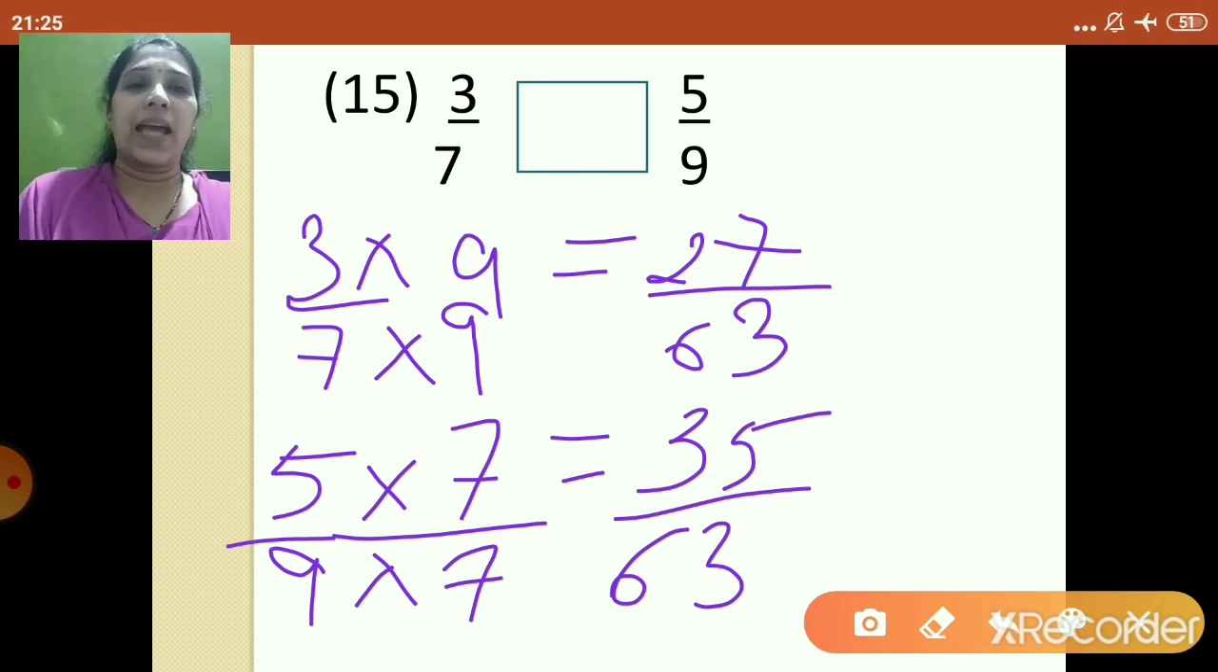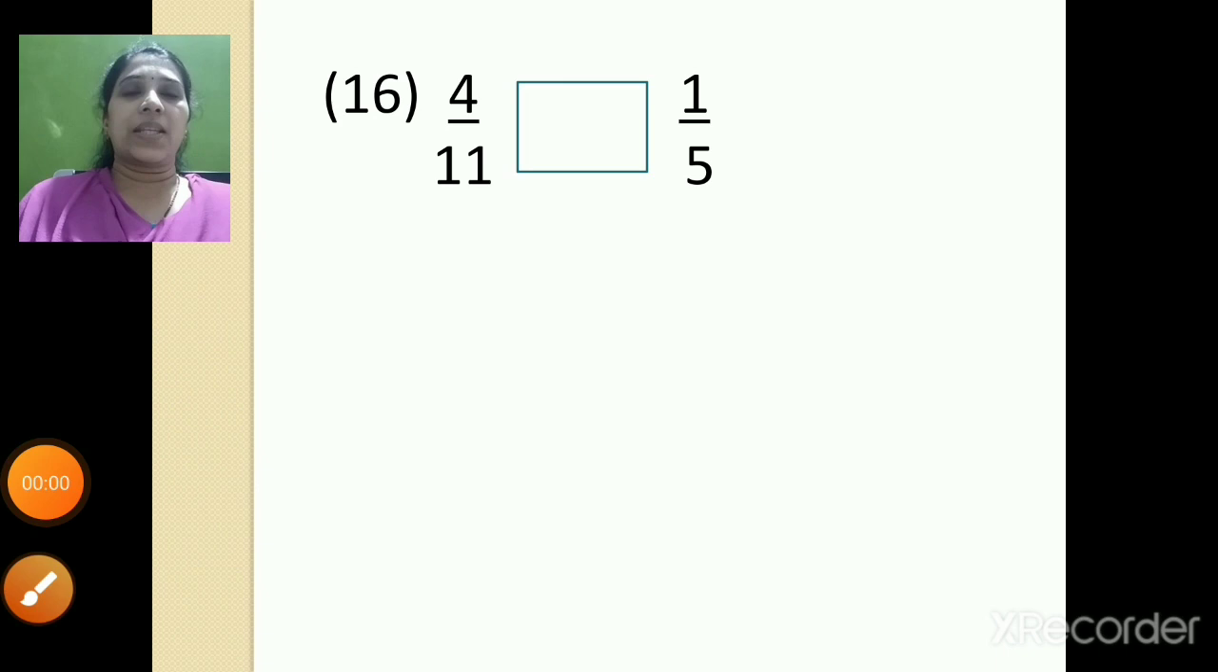These are like fractions. So now you can compare them. 27 is smaller than 35. So 27 upon 63 is smaller than 35 upon 63. So therefore 3 upon 7 is smaller than 5 upon 9. So 16th one is 4 upon 11 and 1 upon 5.